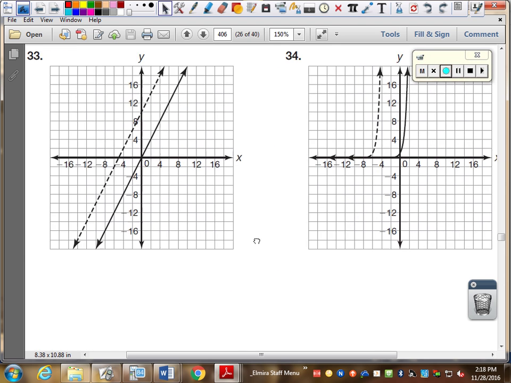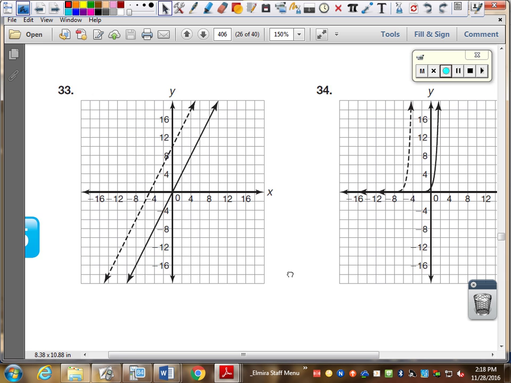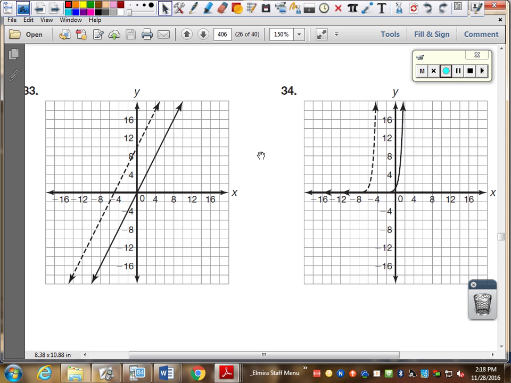Now they got into some crazy stuff here. 33, 34. Okay. These are not reflections. They've mixed in a couple other things. So this would be a translation. Okay, looks like 1, 2, 3, 4, 5 units up. So they threw in a couple of those just to mess with you.